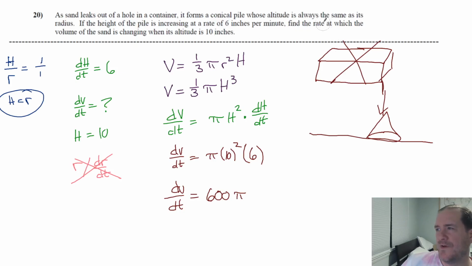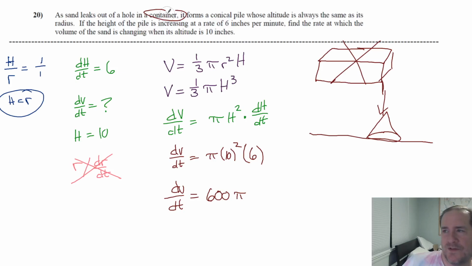Yeah, because it says find. This was the one that we talked about in class as being a little ambiguous. It says find the rate at which the volume of sand is changing. They should probably say find the rate at which the volume of sand in the conical pile is changing. Or they could say, find the rate at which the volume of sand in the container is changing.